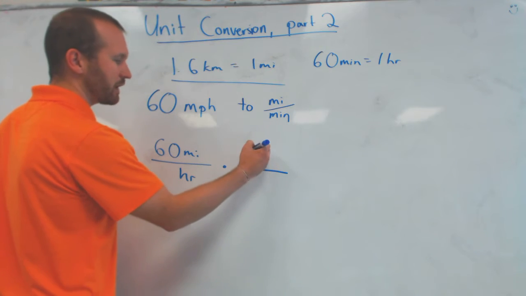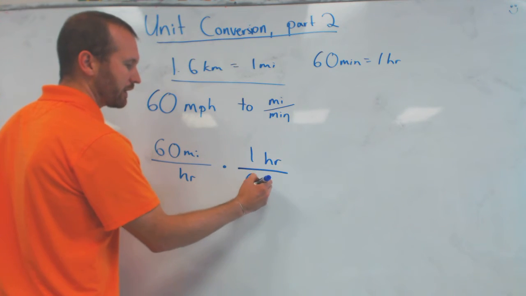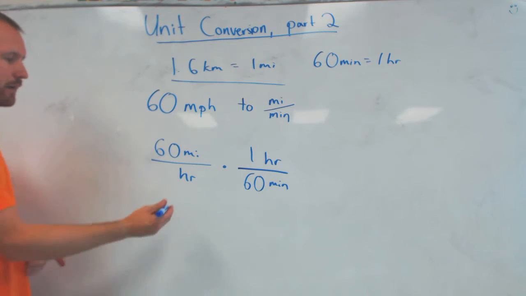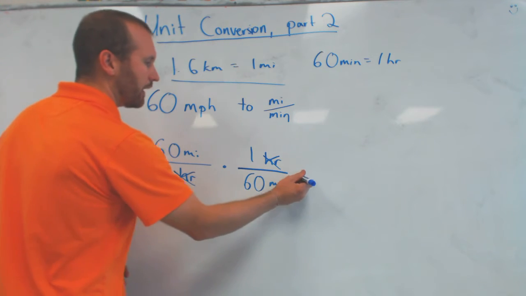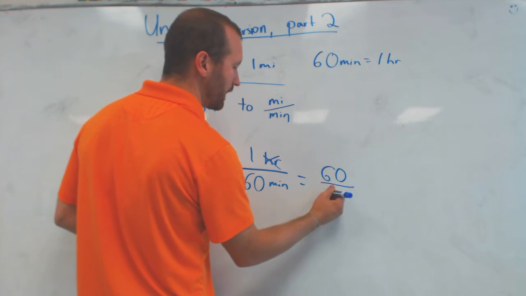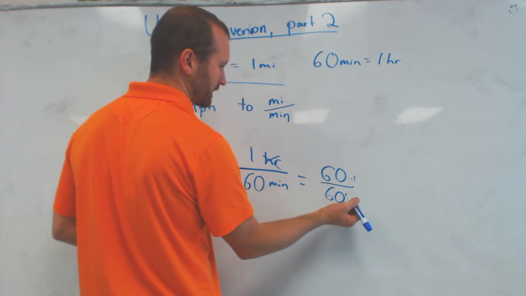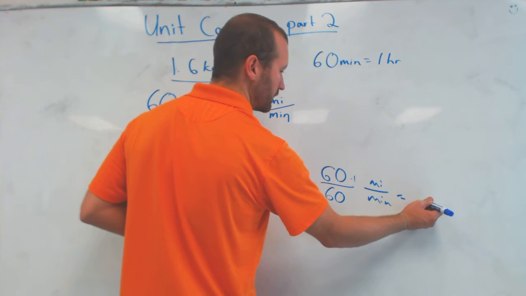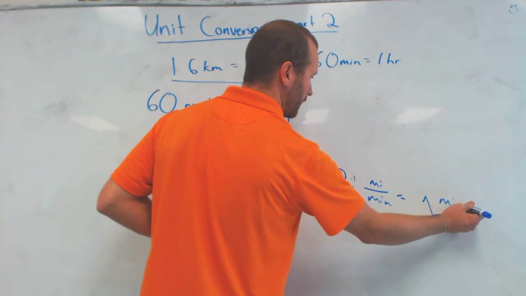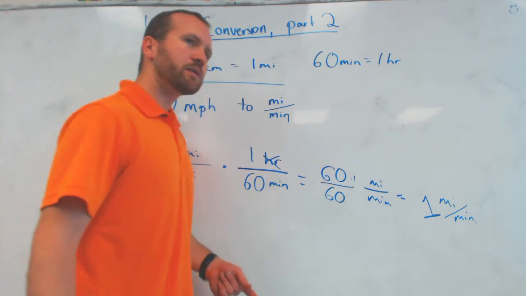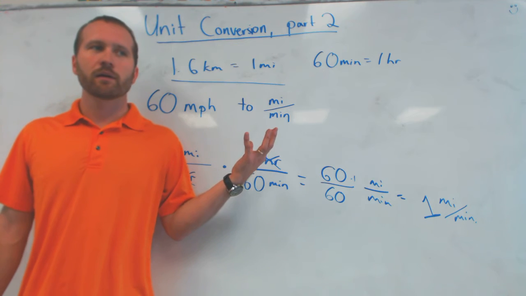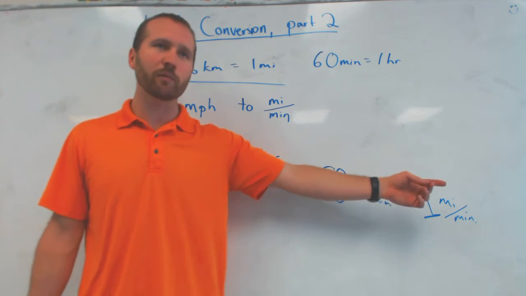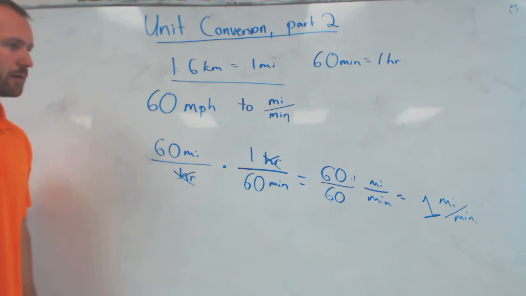What if I put the hours on the top? So 1 hour is equal to 60 minutes. Now look, the hours will cancel. I'll end up with 60 times 1 divided by 60 miles per minute, which equals 1 mile per minute. So when you're going 60 miles an hour, you're going to pass a mile every minute. Right? 1 mile per minute.